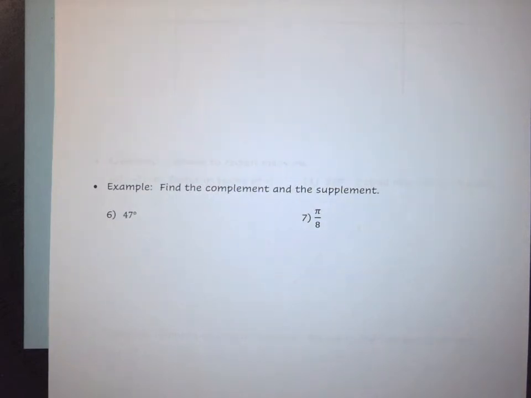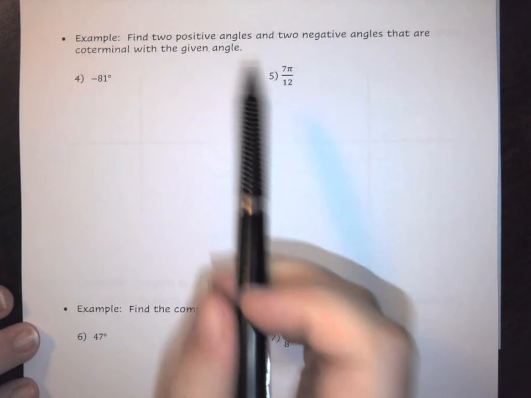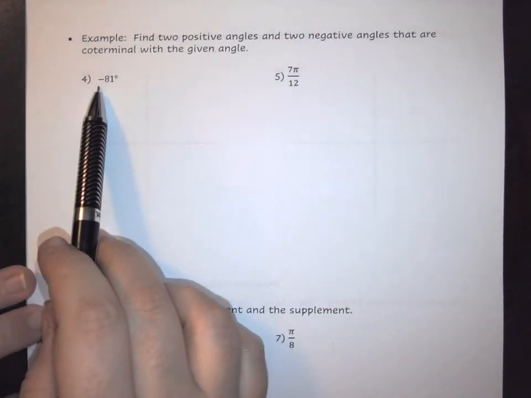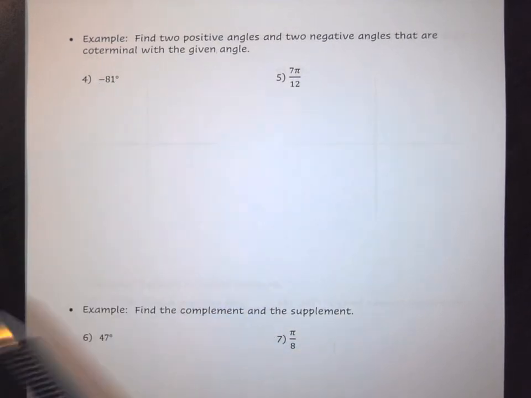Alright, another type of problem that you may be asked to do says to find two positive and two negative angles that are coterminal with the given angle. So what that essentially means is that you are given an angle measure and where it lands. So negative 81 degrees. I want to find two positive angles that when I spin around my axis or my quadrants, I land in that same negative 81 degree space.